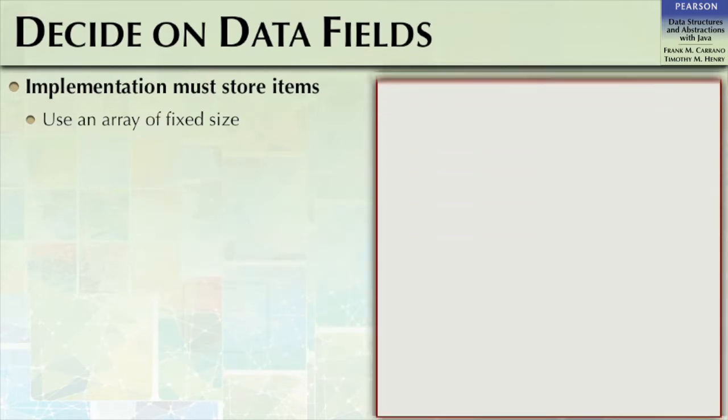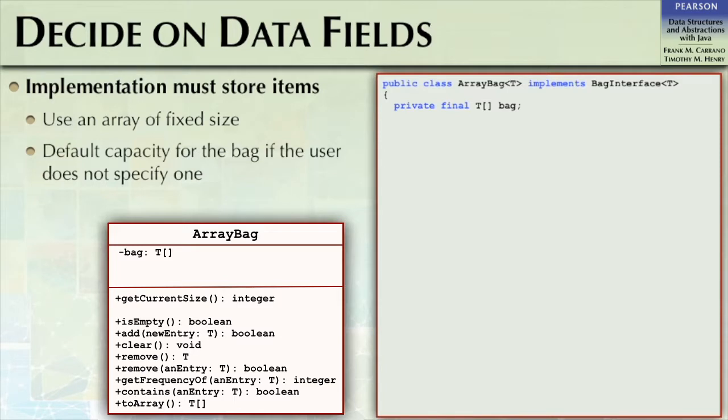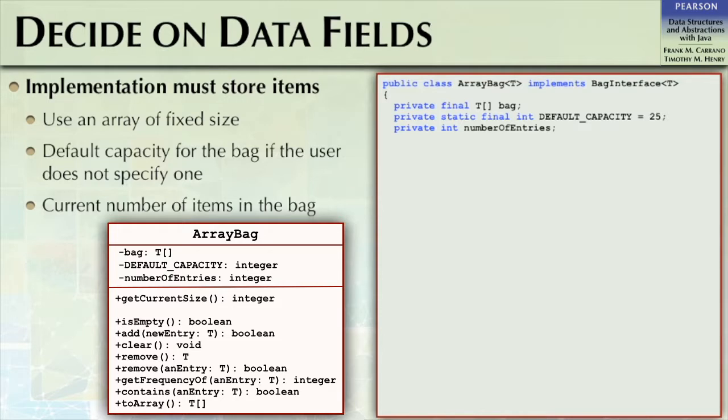So let's define the data fields we need. Here is our ArrayBag class in UML. The array bag that holds the group of objects is an array of the generic type T. The length of the array defines the bag's capacity. We can let the client specify this capacity, and we can also provide a default capacity. In addition, we want to track the current number of entries in the bag, so we can define a data field specifically for that number of entries.